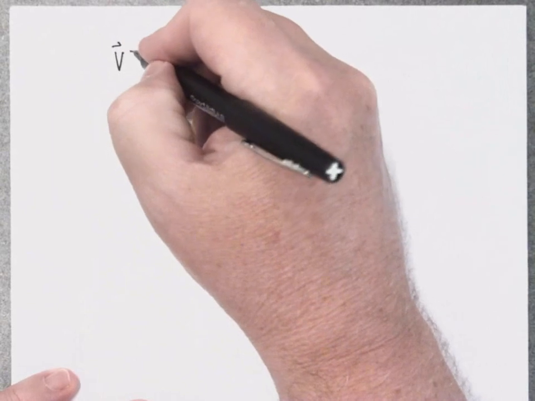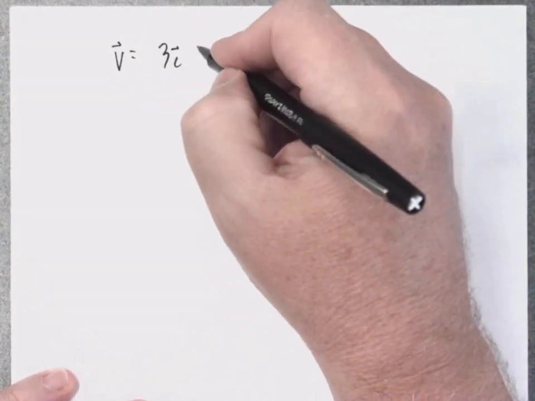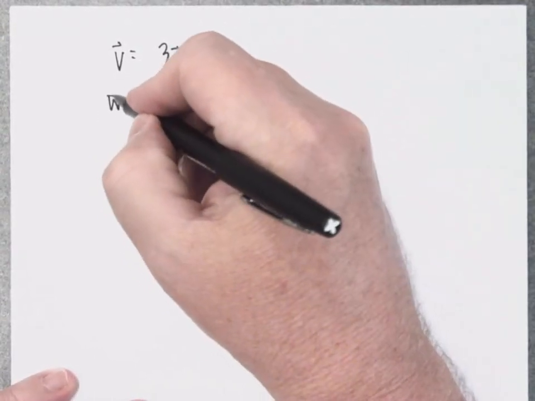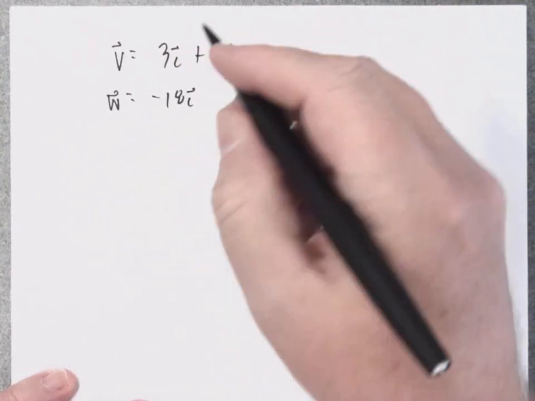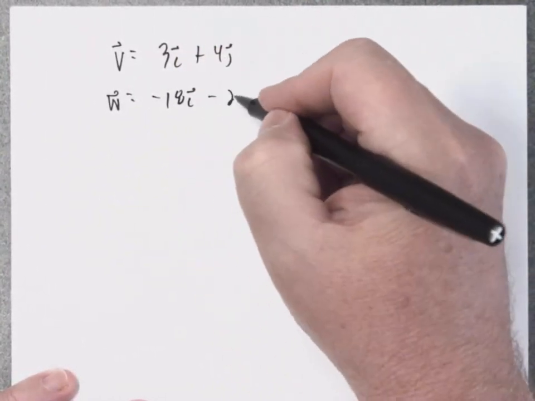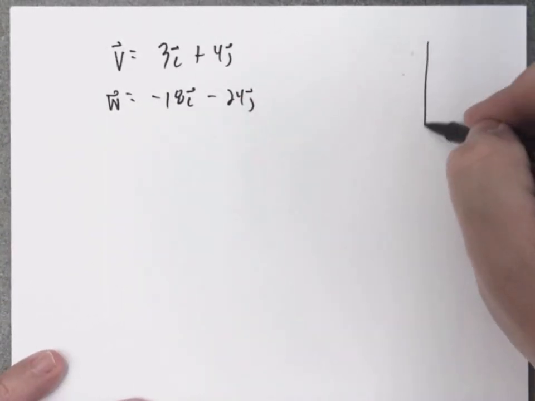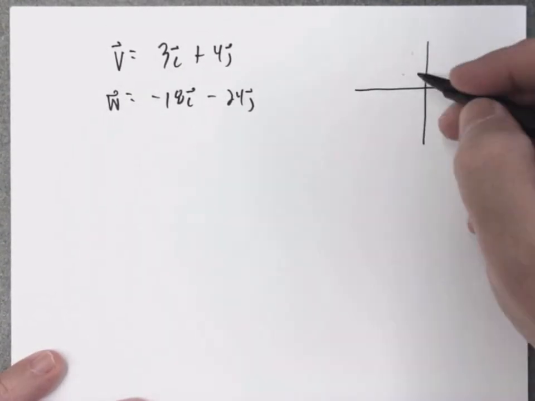All right, let's just do two more. Actually, two more like this, then one more with a little twist to it. Vector V is 3i plus 4j. Vector W is -18i minus 24j. This is a little bit of a pain to graph because these are pretty big numbers.